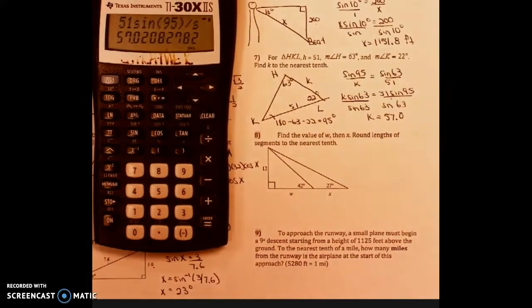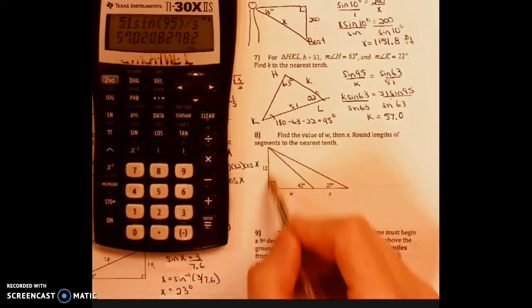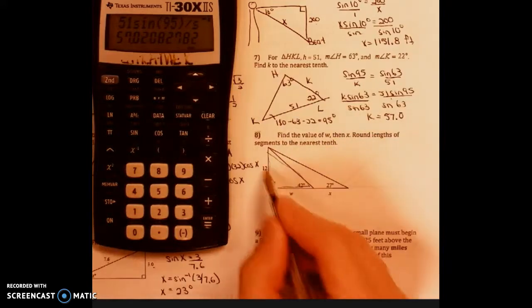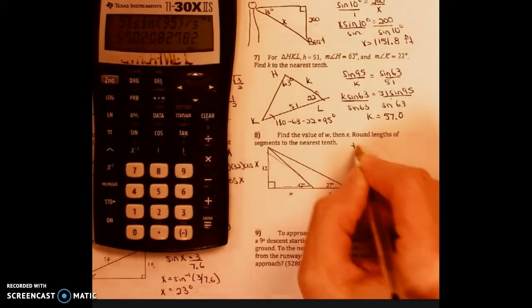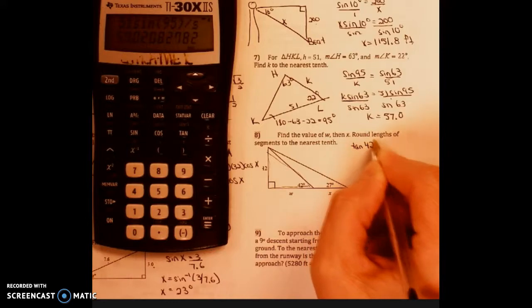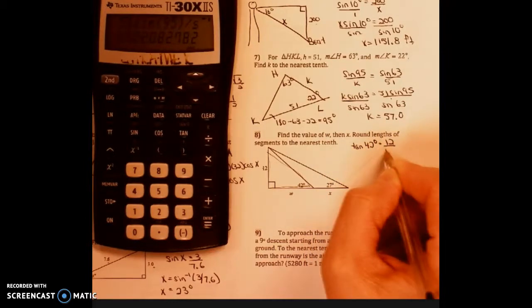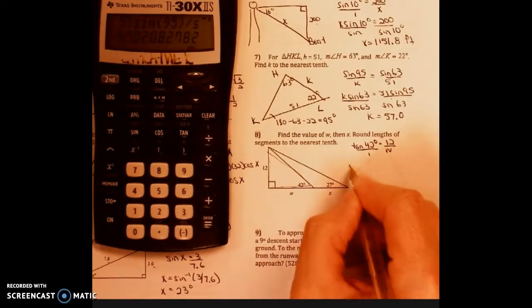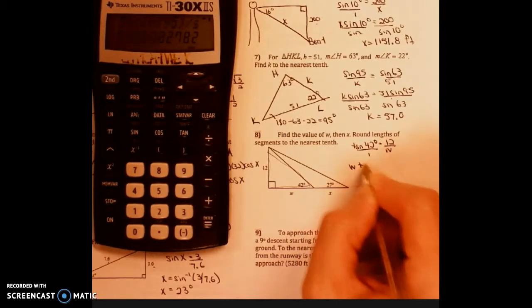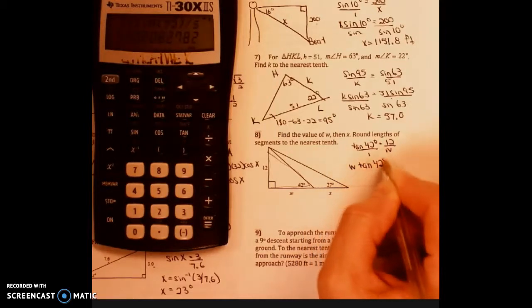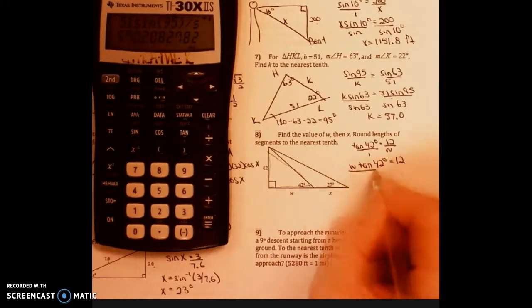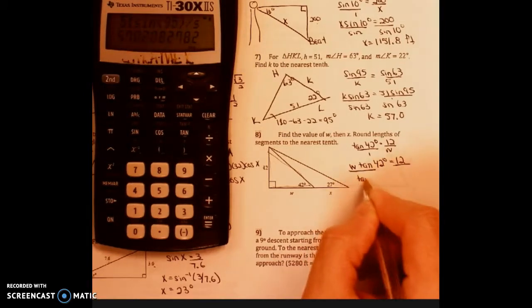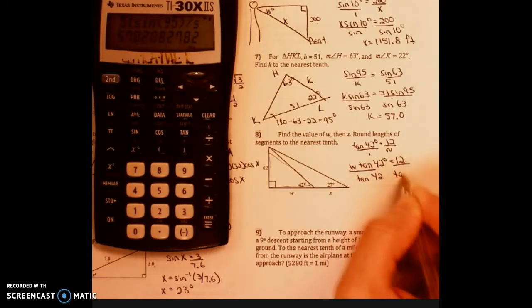Okay, moving on to question number 8, we have to find the length. Find the value of w, then x. So I'm going to focus on this smaller triangle right here. I have opposite over adjacent, so that's tangent. Tangent of 42 is 12 over w. Notice again, this is the case when I cross multiply, I don't have w by itself. So this is when I have to go and divide by the tangent of 42.